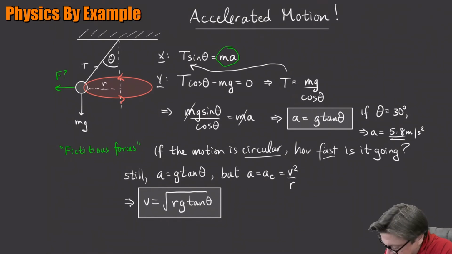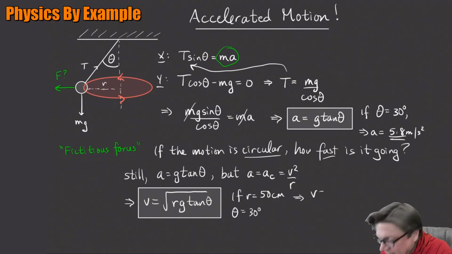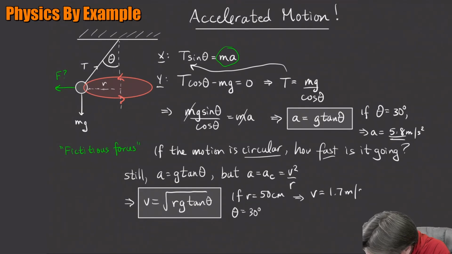So if R is, let's say, 50 centimeters, so that's like a meter all the way across the circle, and theta is 30 degrees again, that means that my speed is going to be, I did it already, 1.7 meters per second. Neat. So knowing that angle, it tells you what the speed of the object has to be as it goes around in the circle.